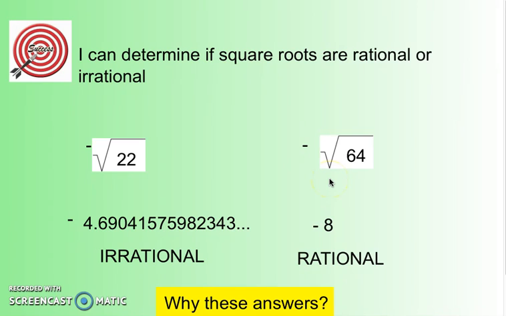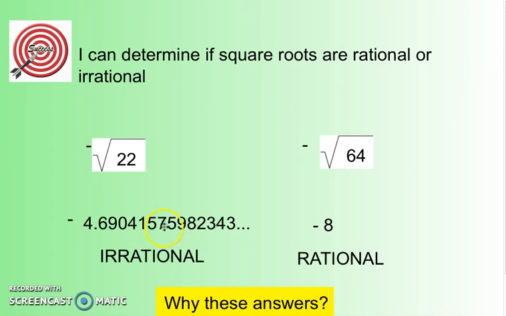Over on this side, negative square root of 64, I know that 8 times 8 is 64. And if I am focusing on the negative, negative 8 times negative 8 is 64. So negative 8 I know is an integer. It fits in the category of a whole number and its opposite, and I know that that is an example of a rational number. So that fits in the category of a rational number.